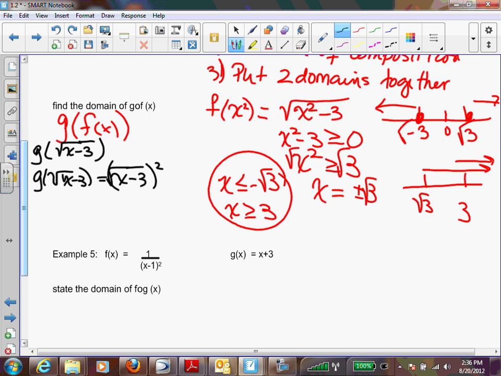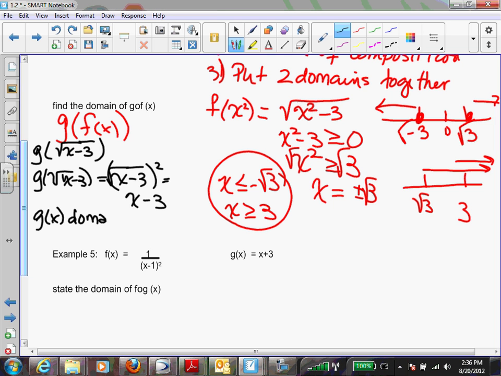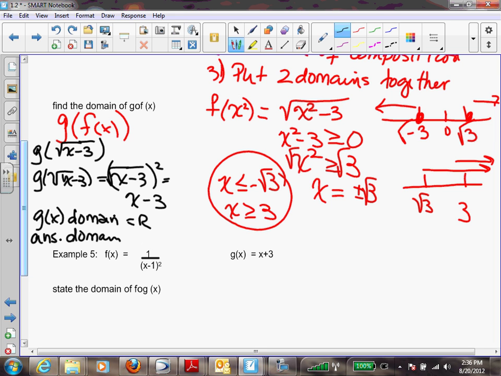Hold on. And so that's just equal to x minus 3, correct? So what was your g of x domain? Okay, because I don't have a square root and I don't have a denominator, correct? What is my answer's domain? My answer is x minus 3, correct? Do I have a square root? Do I have a denominator? So my domain is going to be all reals.